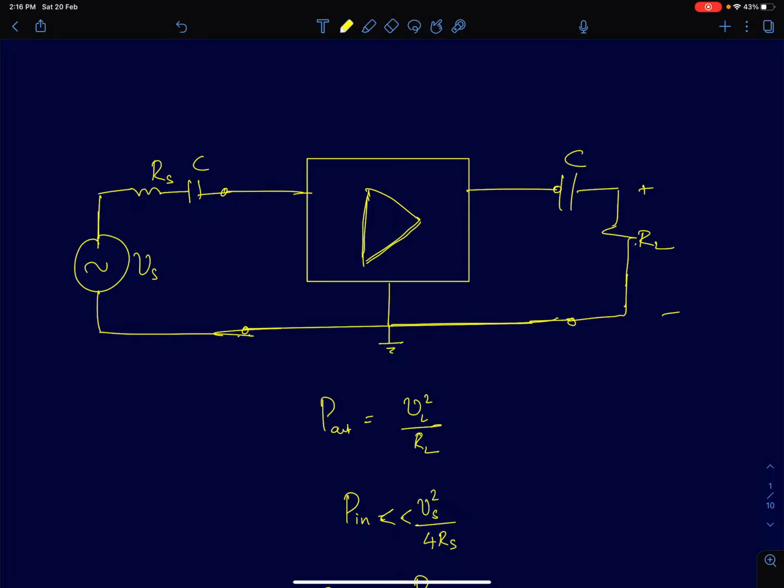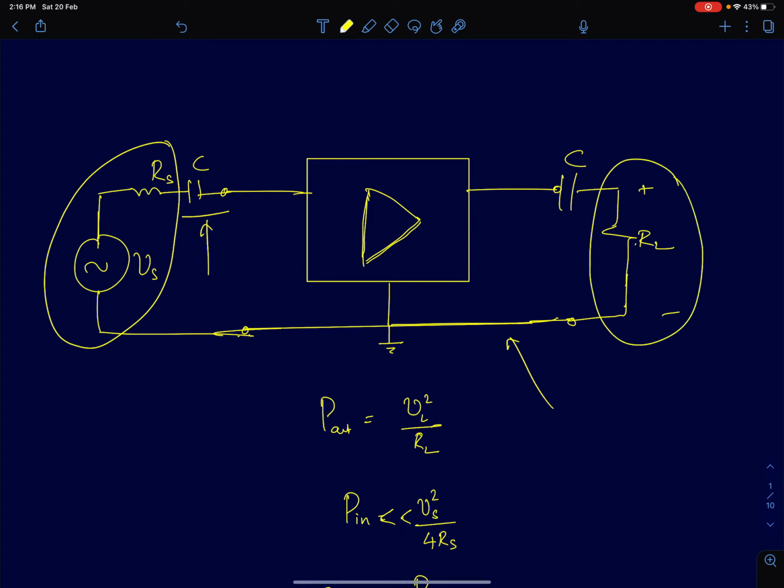But before that, I'll just clear a few concepts or ideas about the power delivered to the load and power taken in from the input. So shown here is a general amplifier structure, a general amplifier model. We have an input with a finite source resistance which is AC coupled through a capacitor C, and a load which is AC coupled through a capacitor C again at the load side.